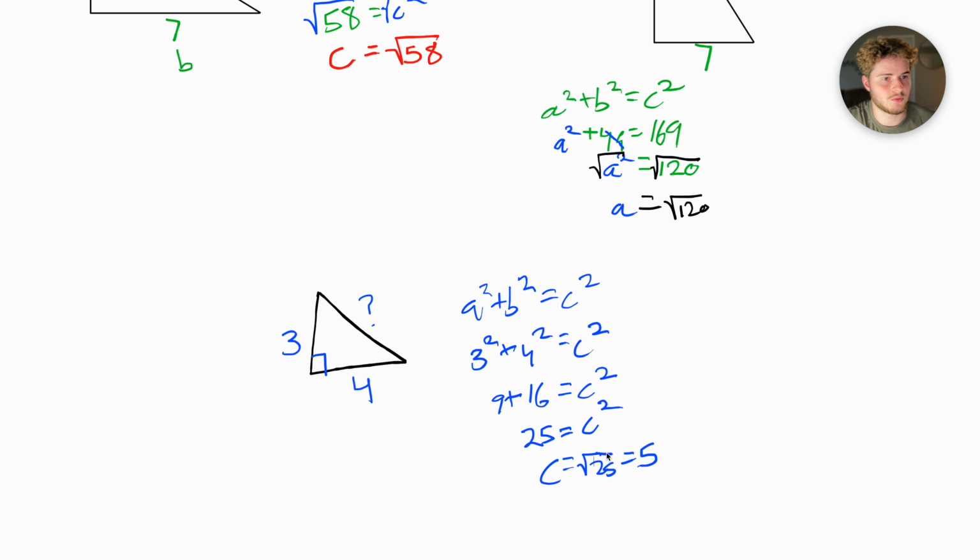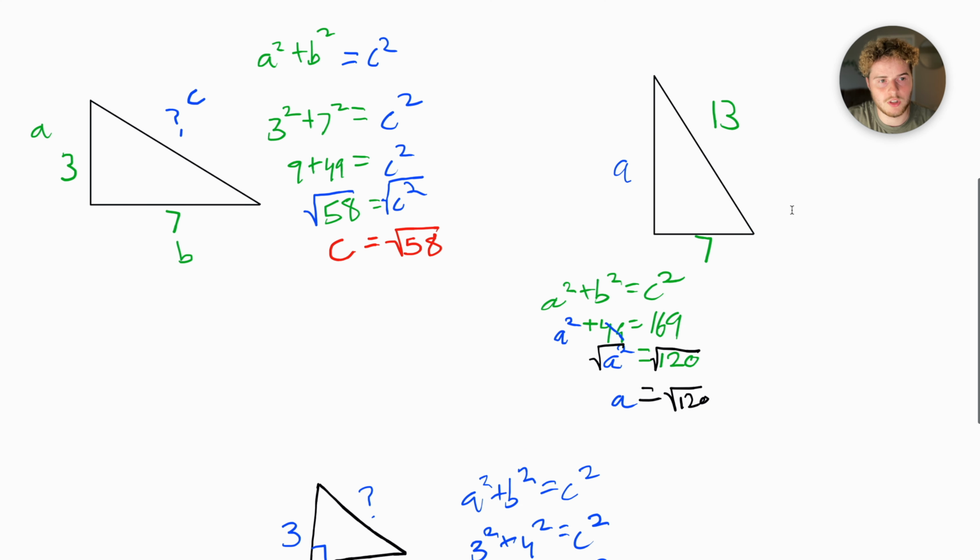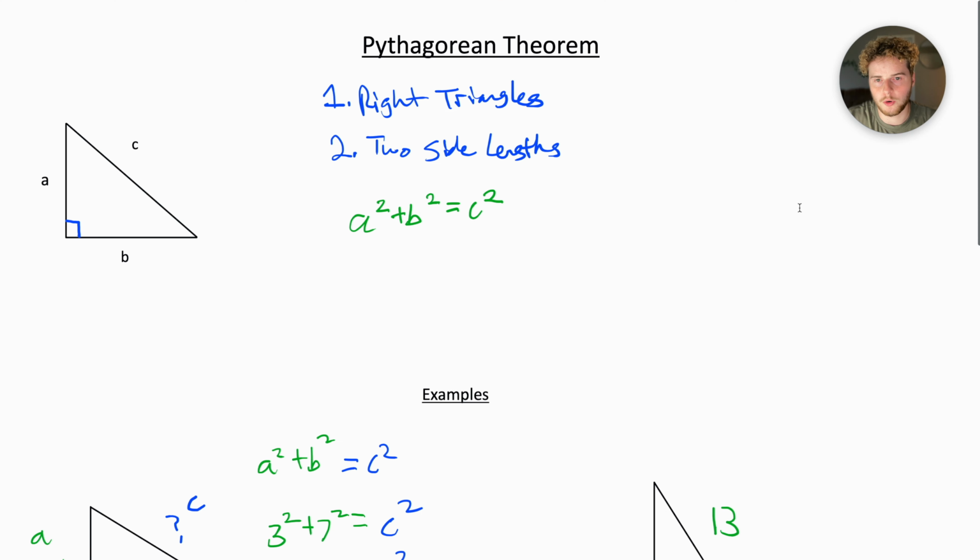So that is one of the more common examples you'll see. We call that a 3, 4, 5 triangle, just because it's got a nice little ring to it, very easy to memorize. However, it just applies all the rules of the Pythagorean theorem that we talked about before.